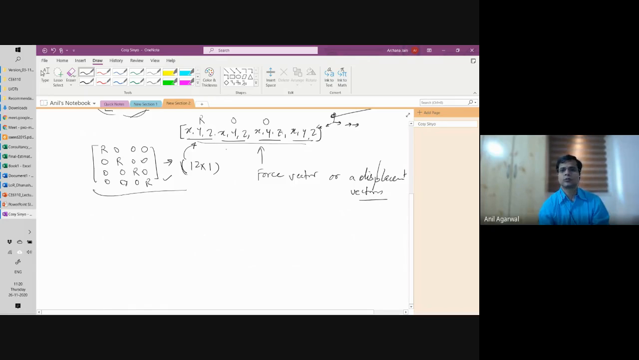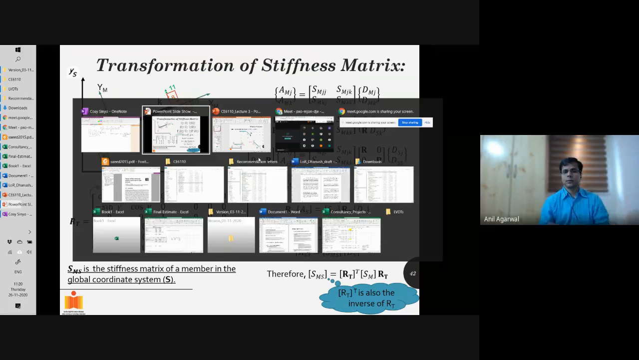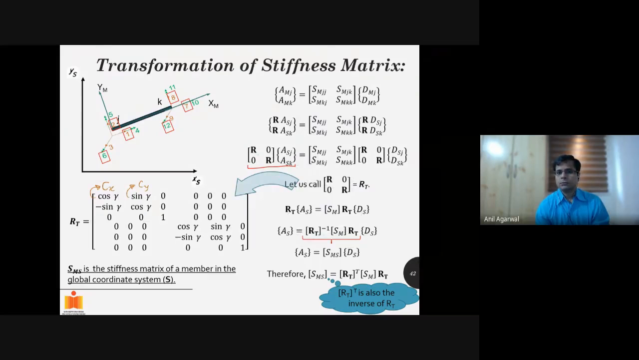So these values could be force values or displacement values. As long as the order is XYZ, XYZ, XYZ, XYZ, this will work. Fine. Now, what happens is that I have learned how to do this part of transformation here. And the same thing is given here. That is for the displacement transformation. Okay, no doubts here, right?